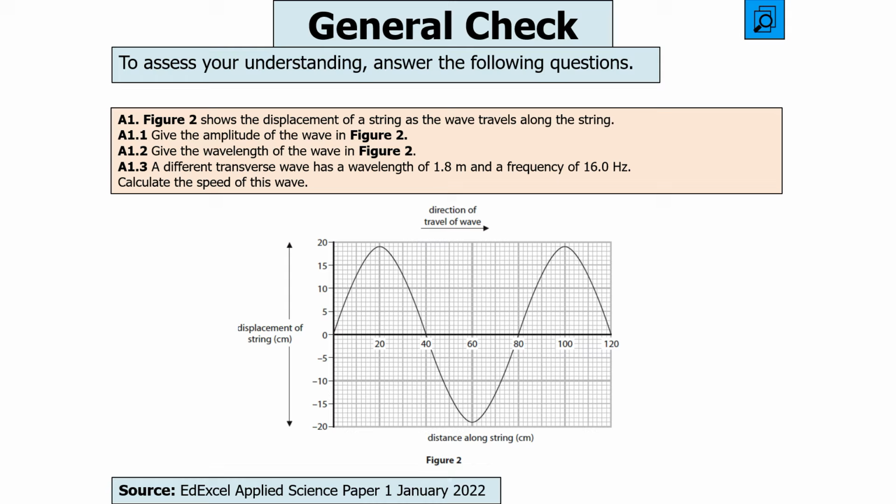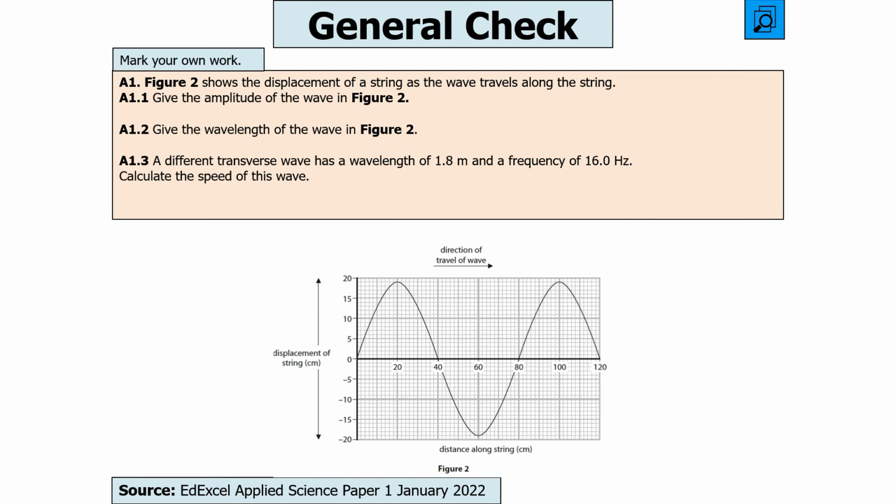The next question says, figure 2 shows the displacement of a string as the wave travels along the string. Give the amplitude of the wave. Give the wavelength of the wave. And a different transverse wave has a wavelength of 1.8 meters and a frequency of 16 Hz. Calculate the speed of this wave. Pause the video now, then unpause the video when you want to go through your answer.